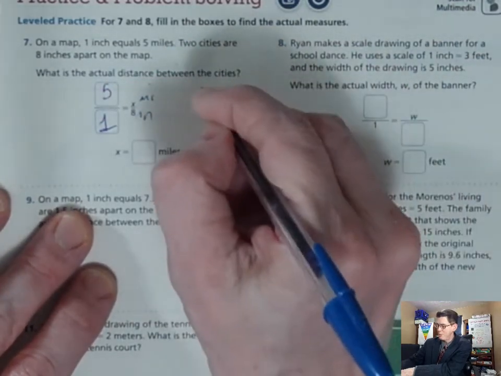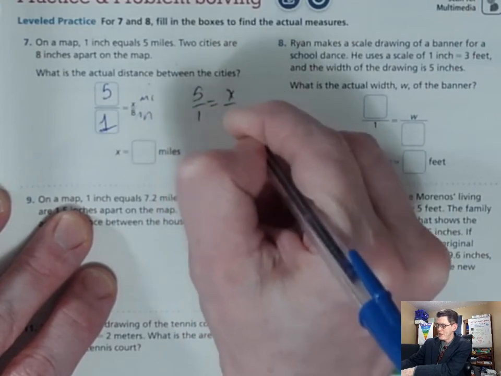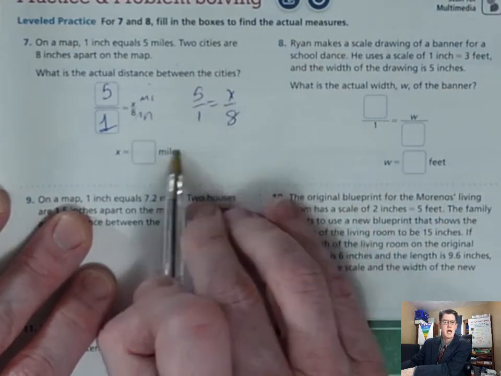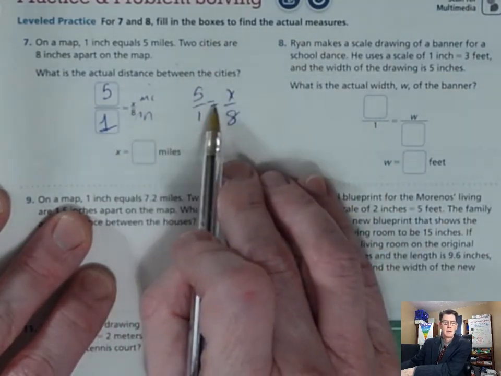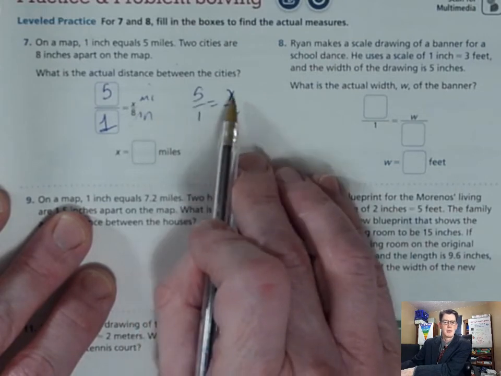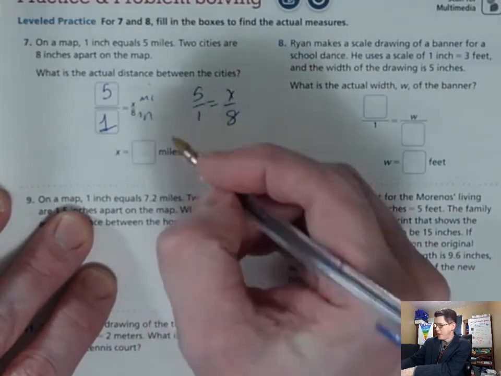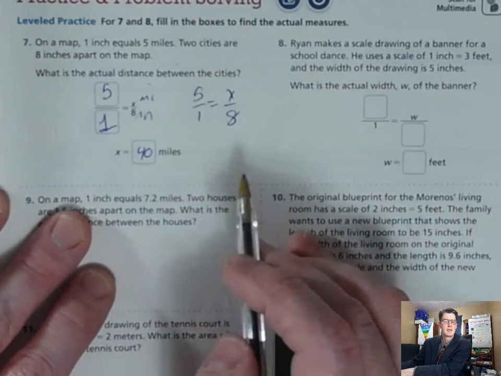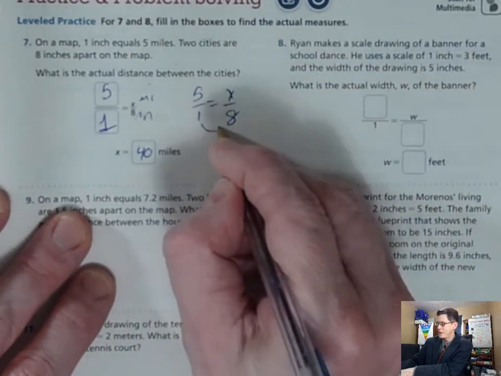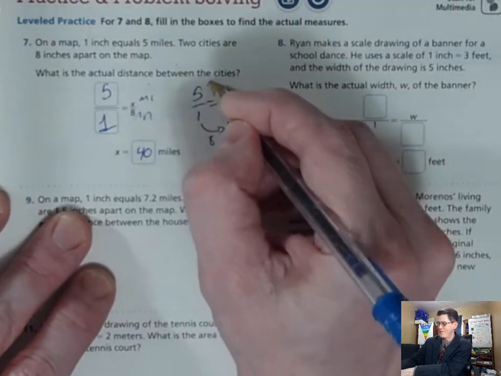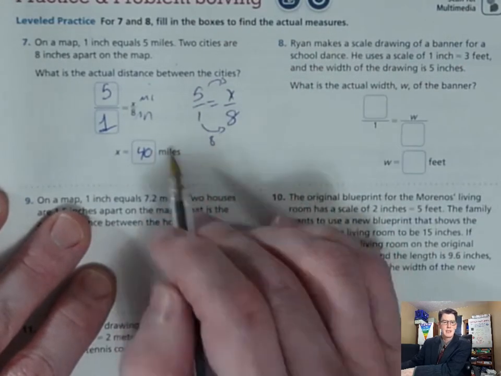Now that you've built out the proportion, 5 over 1 is X over 8. It's a matter of solving for X. Well, let's see. If we cross multiply, 1X equals 40 miles. Or if you did another way, 1 times what is 8? And that's 8. So 5 times 8 is X. So that's 40.